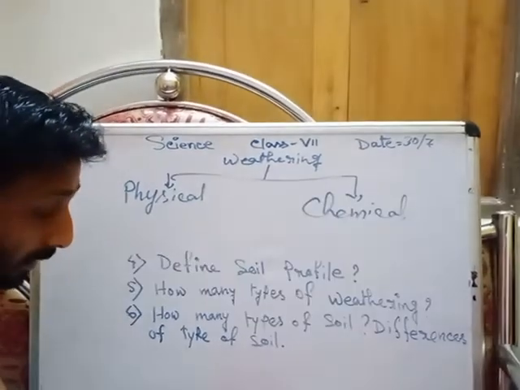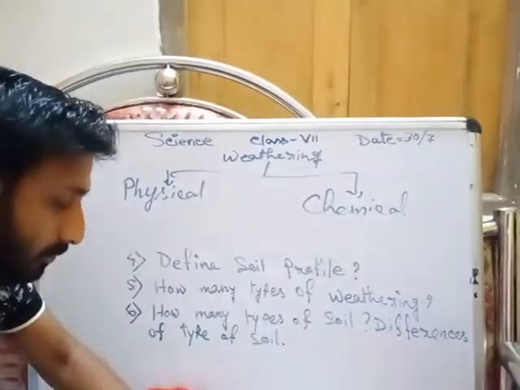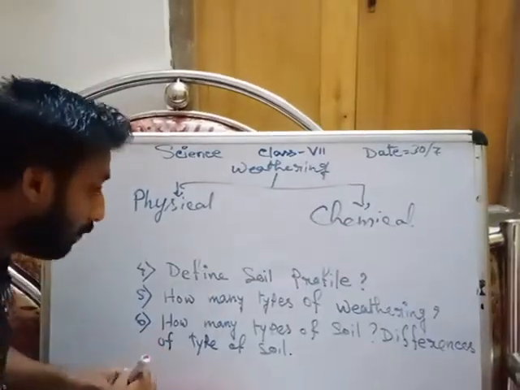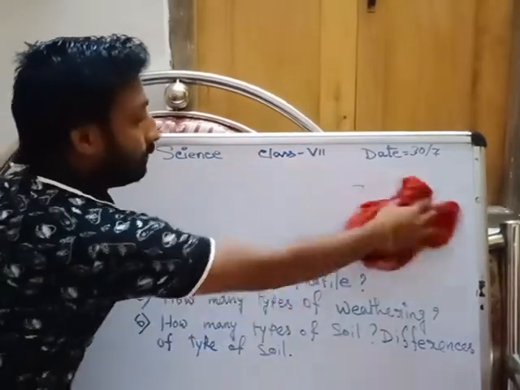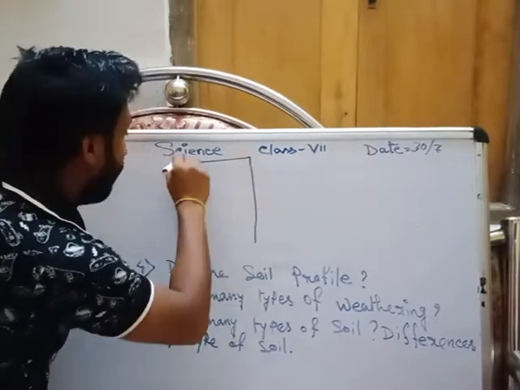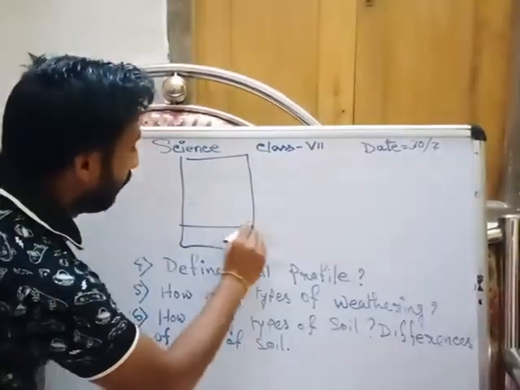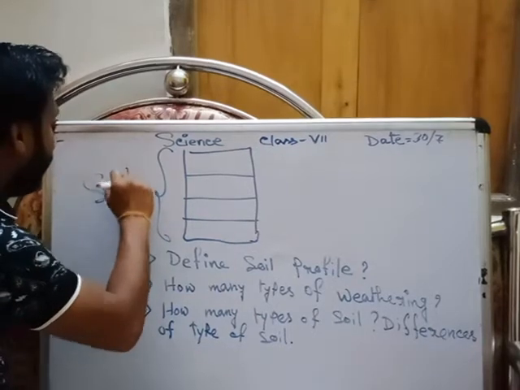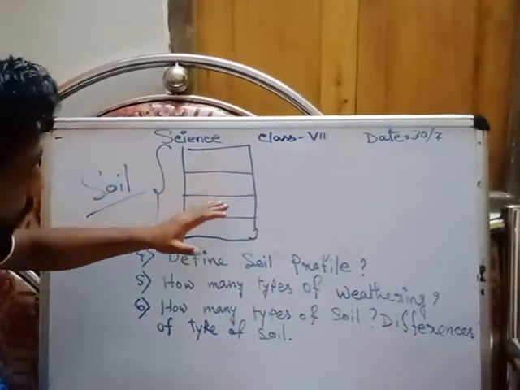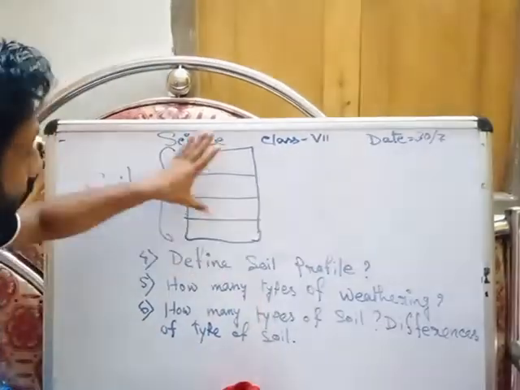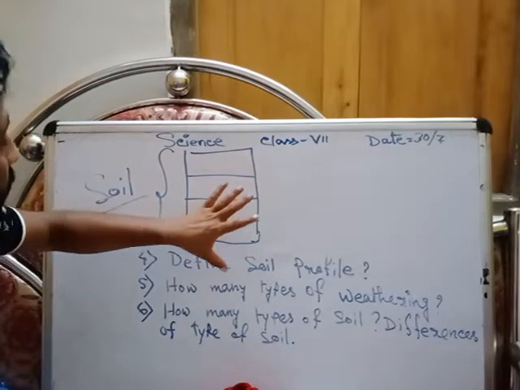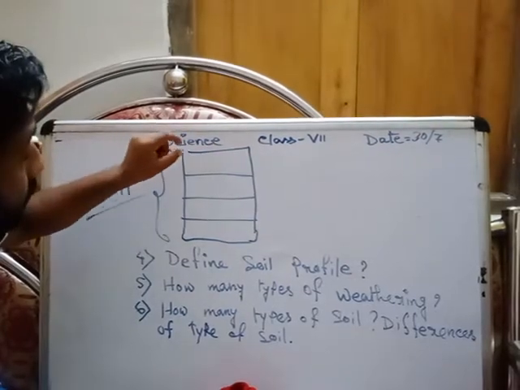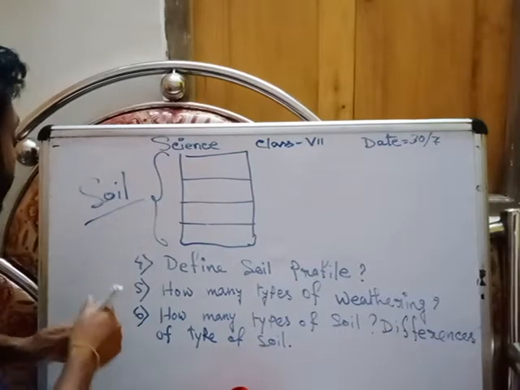Then I will tell you what the soil profile is. A soil profile is a vertical section. The soil is mainly divided into four types. According to the soil profile, there are four types of soil horizons or zones in the soil profile.